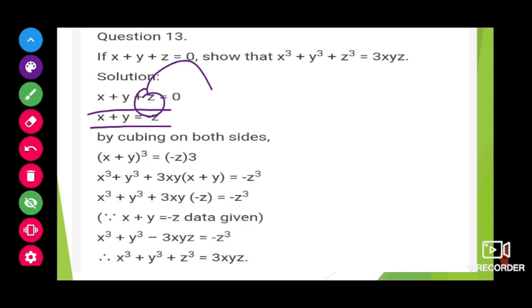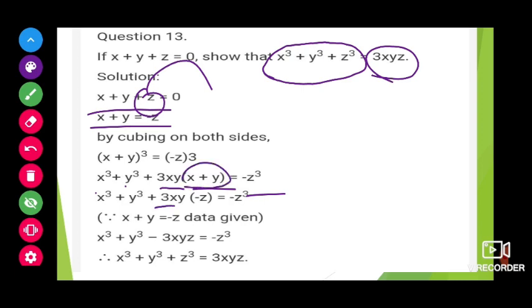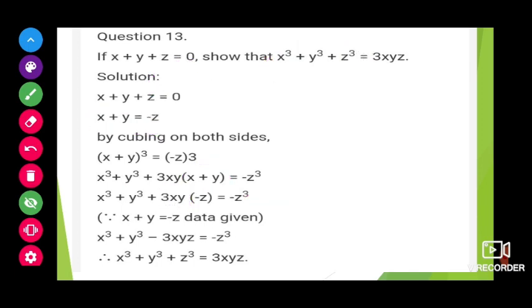So if I apply the formula here, what is the formula? a plus b whole cube is a cube plus b cube plus 3ab into a plus b. If I apply it, x cube plus y cube plus 3xy into x plus y is equal to minus z cube. Now what I have to show? x cube plus y cube plus z cube is equal to 3xyz. So here in 3xy into x plus y, in the place of x plus y, can I write minus z? So substitute minus z. Now again simplify, we will get x cube plus y cube plus minus 3xyz is equal to minus z cube.